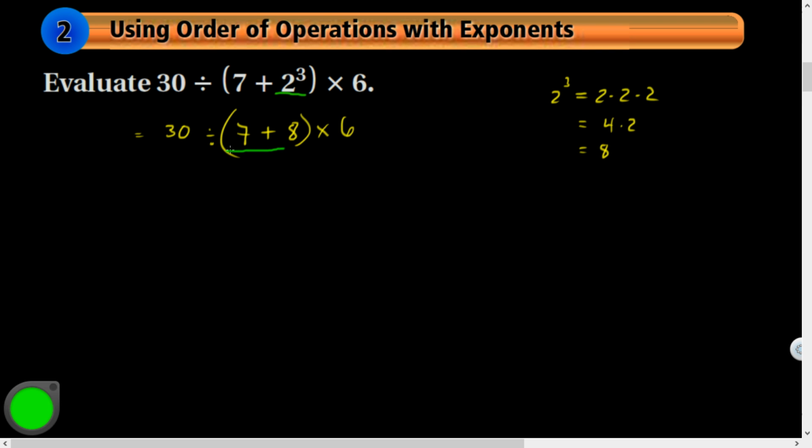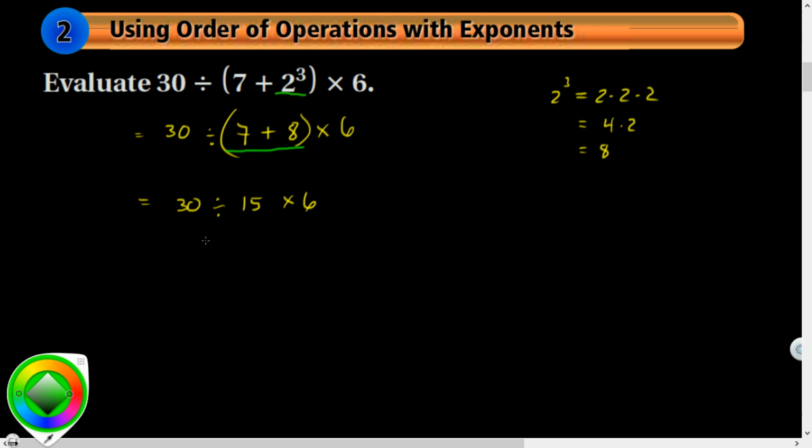Addition, because it's inside the parentheses still. All right, this one's trickier. It's easy to get it wrong, friends. That's why we're going to practice. Divided by 7 plus 8 is 15. It became more positive. All right, now which move?